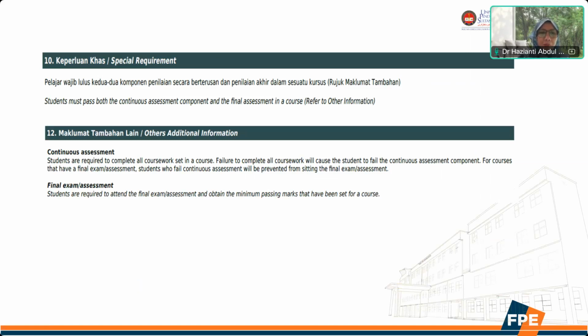For the final exam component, when a student fails the continuous assessment, the student will be prevented from sitting the final exam or the final assessment. And for the final assessment, you are required to attend the final exam and obtain the minimum passing marks that have been set for the course. For this course, the minimum passing mark is C. So if you get C- and below, you have to do it again.